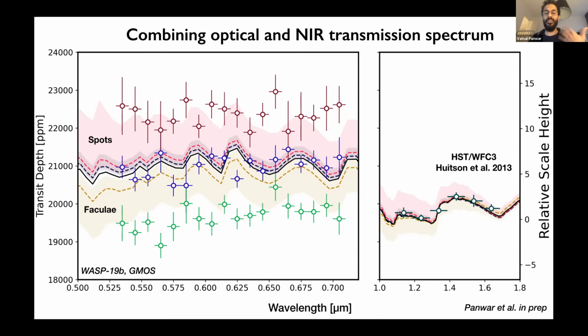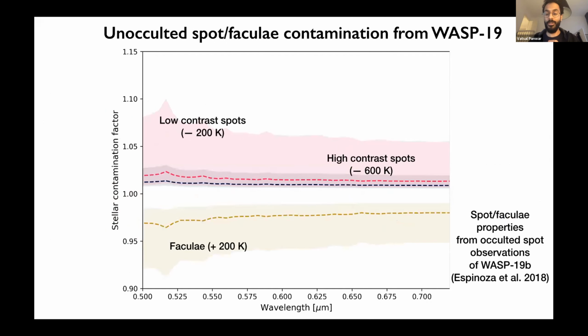So to go further and do a sort of first order analysis of how, as we already know that the star has spots and faculae, how that might be reflected in our spectrum. So here's the stellar contamination factor that you would observe for WASP-19.